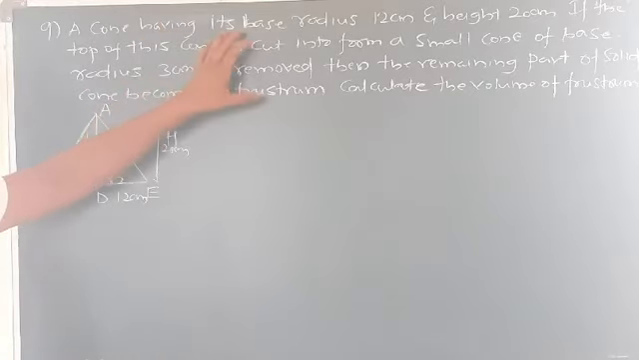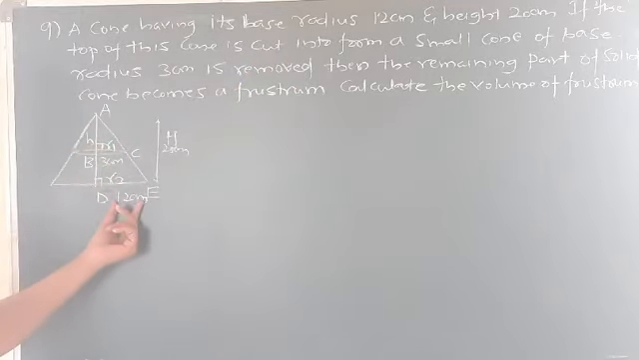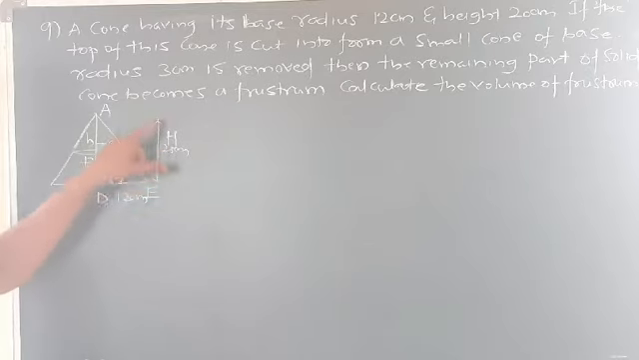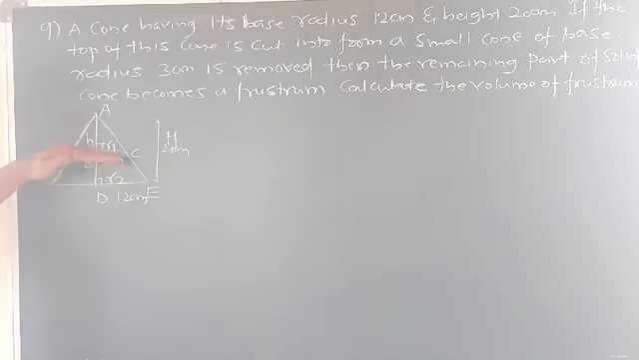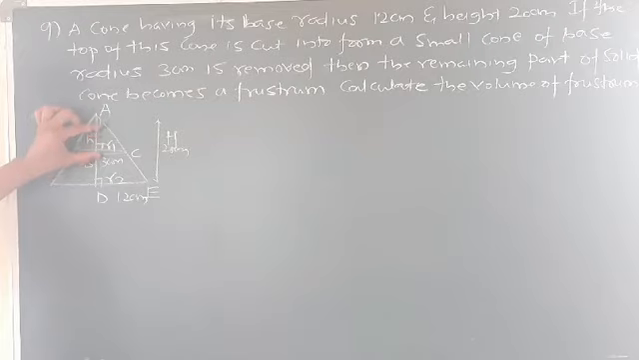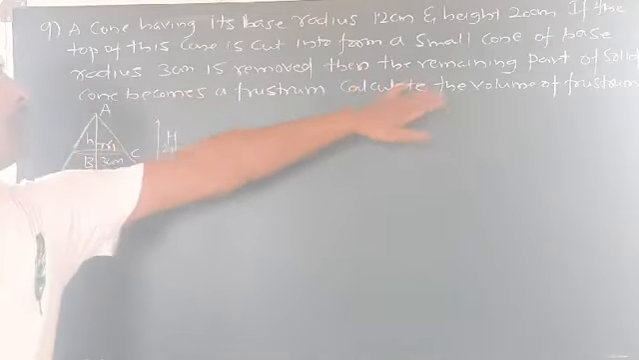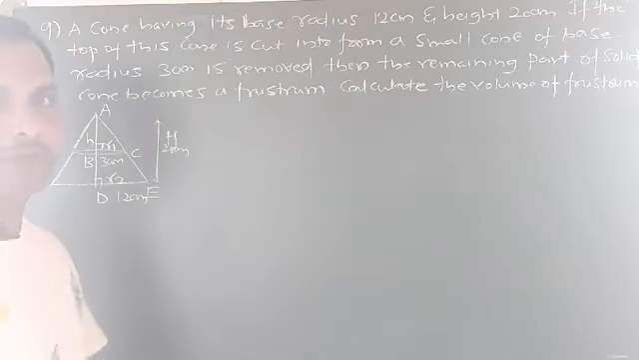See, the cone has its base radius 12 centimeter, and the total height capital H is 20 centimeter. If the top of this cone is removed, a small cone with a 3 centimeter radius, then the remaining part of the solid is a frustum. So we need to calculate the volume of the frustum.